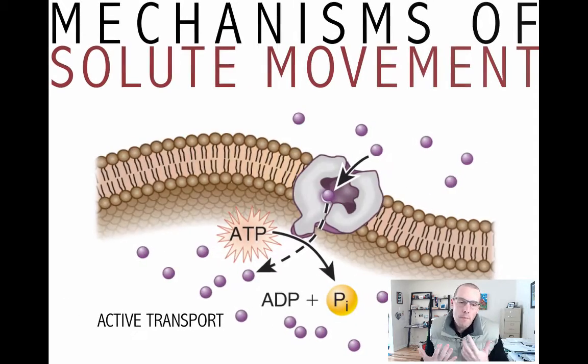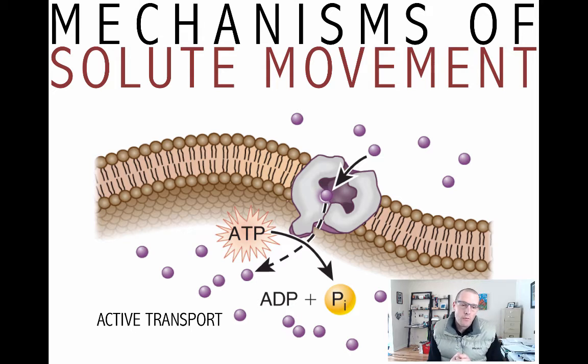Then the last mechanism we can look at to move things across membranes is called active transport. So active transport again uses a pump, but it is going to work against a concentration gradient. A concentration gradient, if you don't understand what that is yet, is where you have a high concentration on one side of the membrane and a low concentration on the other side. There's now a gradient here, and the gradient is downhill in that direction and uphill in that direction.